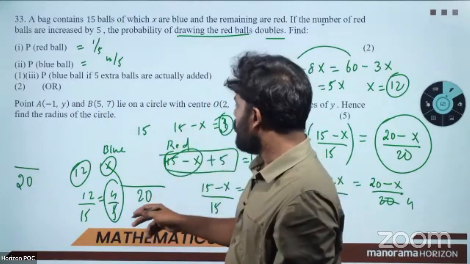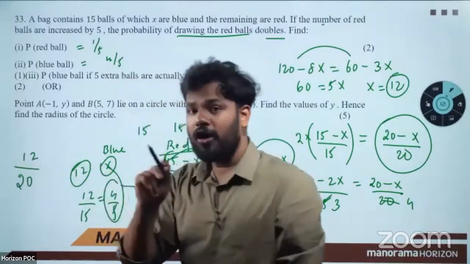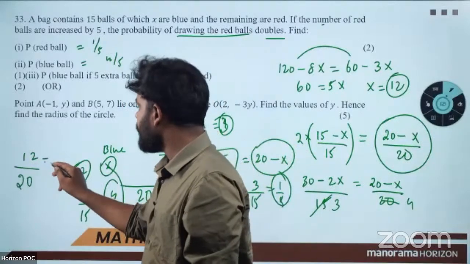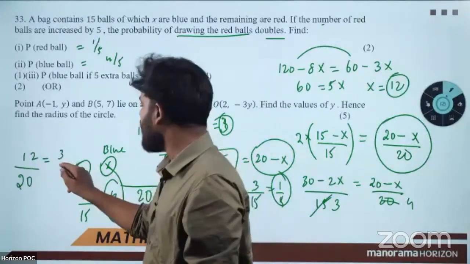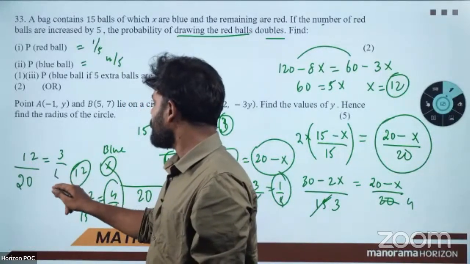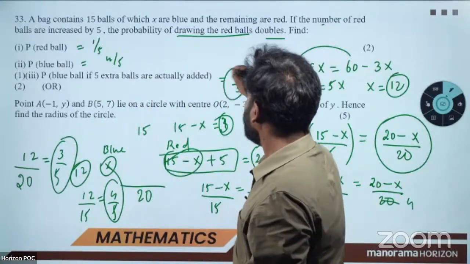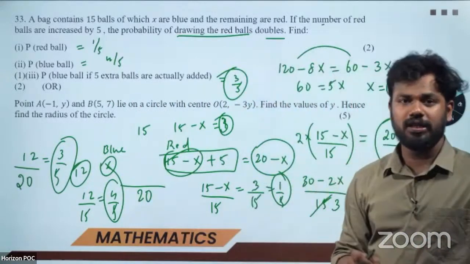Now, what is the number of blue balls here? 12, because you are not increasing the count of blue. You are only increasing the count of red. So 12 by 20, divided by 4, you get 3 by 5. So what is the new probability? It will be 3 by 5. Clear? So that is the answer for question number 33.